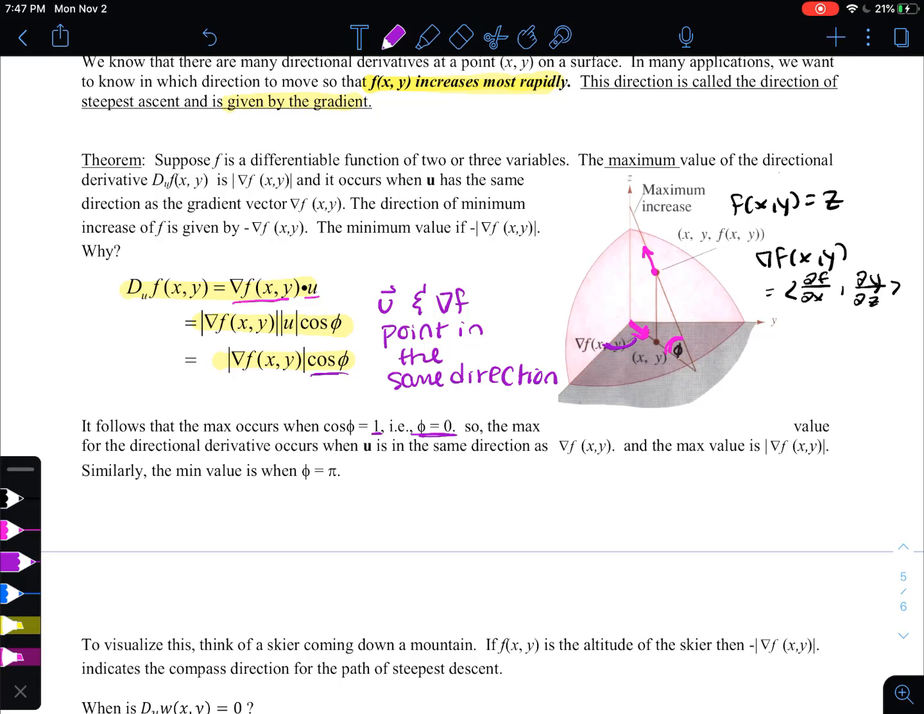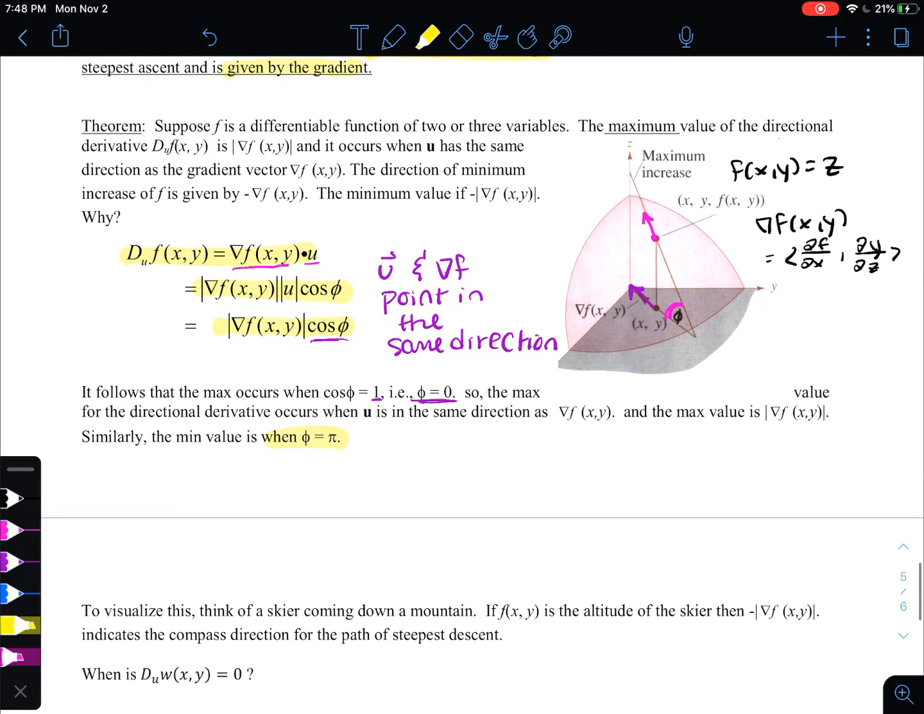So in fact, our direction, if this were the case, I should actually draw my direction to be going this way. Okay, we would want it in that direction. The minimum value, that's what I wanted to say next, would be when it is the exact opposite. So when cosine of phi is at its absolute minimum, which would be negative 1, which is when phi equals pi, so they would be going in opposite directions.